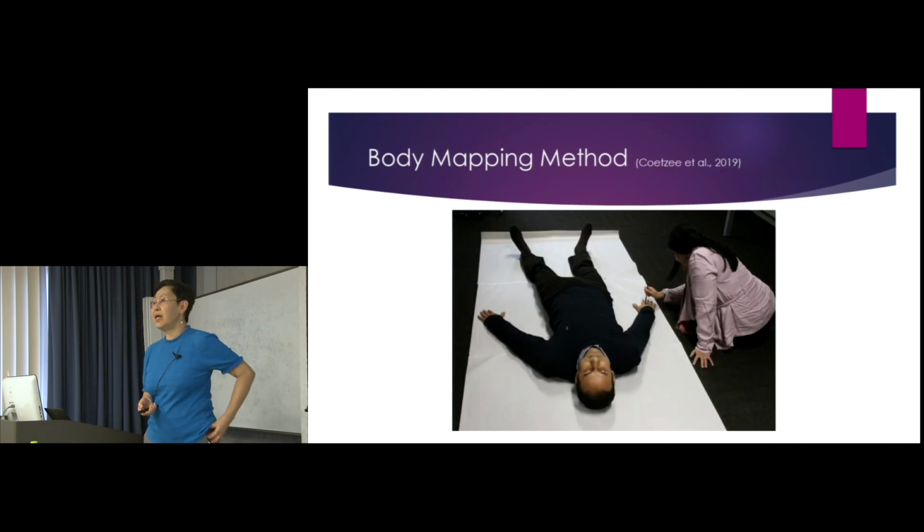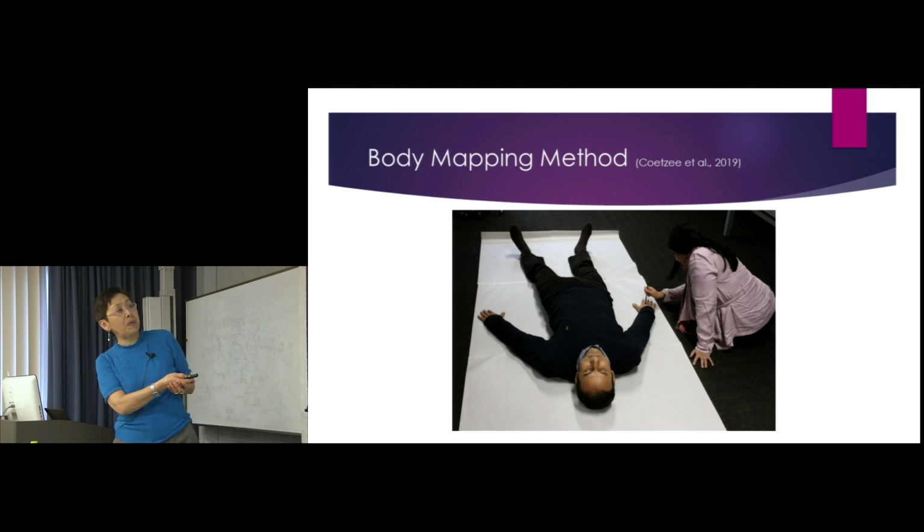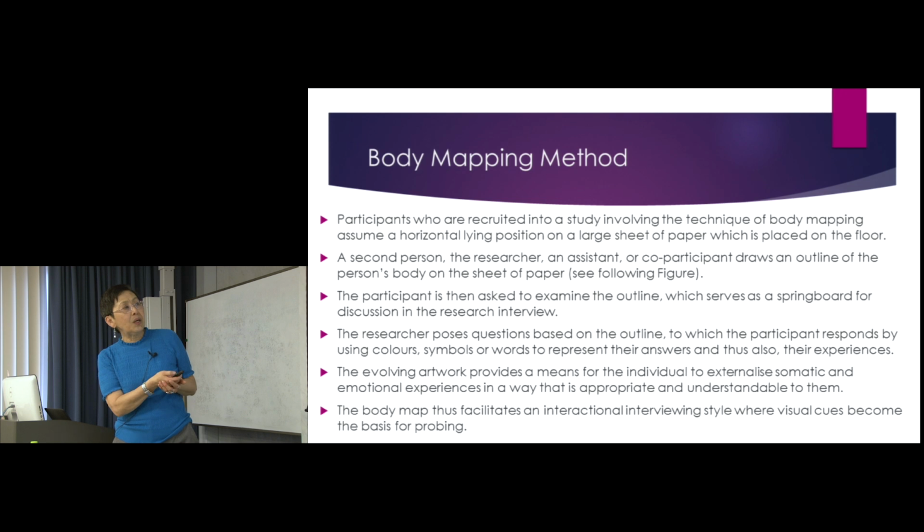So you draw the body first, okay, so I just show you quickly about that. You just get the participants to lie on a big piece of paper, and then you draw the body, that sort of thing. And then after that, you connect the body with things. So I just want to show you this first. Yeah. So that's why we call it body mapping. So let me go back to this slide.